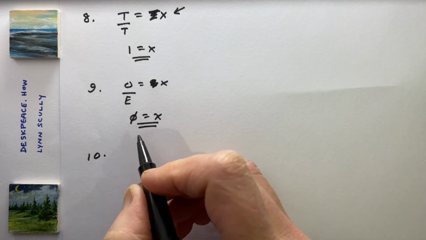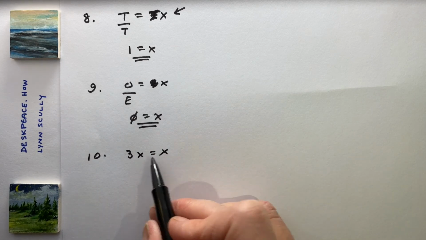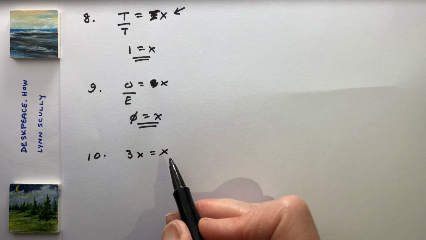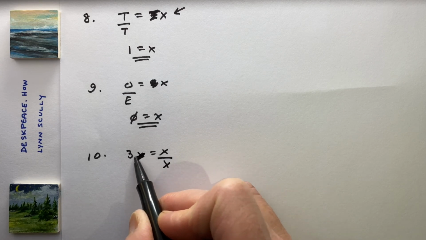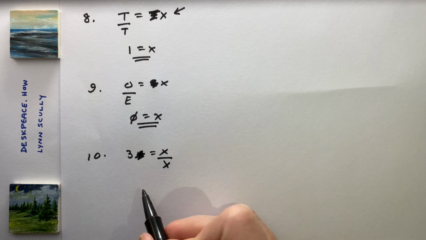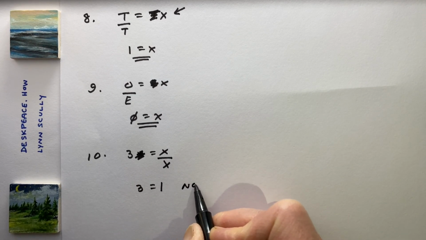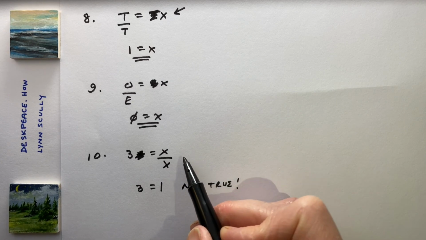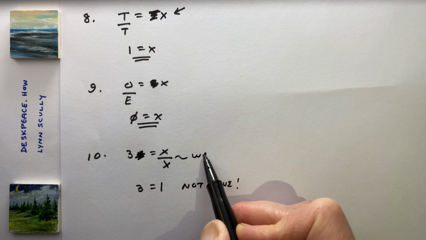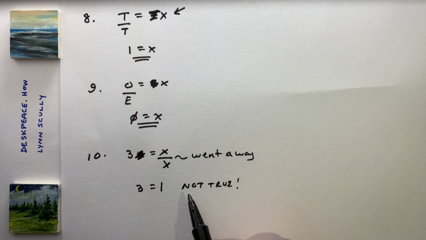Number 10. 3x equals x. Here we go again, this weird thing with it on both sides. I'm going to divide by x because I kind of don't know where else to go with this at this point. I have 3 equals, x over x is 1. This is not true. And the x went away. When your unknown goes away and you're left with an untrue statement, the answer is no solution.